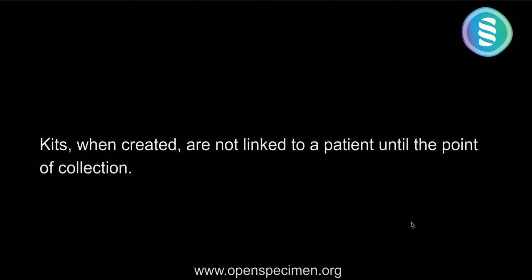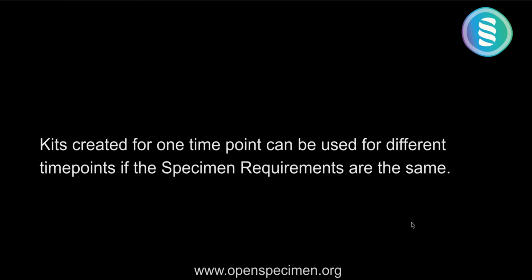So, what exactly is a collection kit? A kit is a pre-assembled or pre-packaged set of supplies, like tubes, labels, and whatever things are required to collect specimen for a specific study or a visit. You can think of it as a lab in a box. So instead of each site searching for the correct tubes or labels or barcodes, they can just directly pick up a kit whenever a participant comes in and use it for that particular visit.